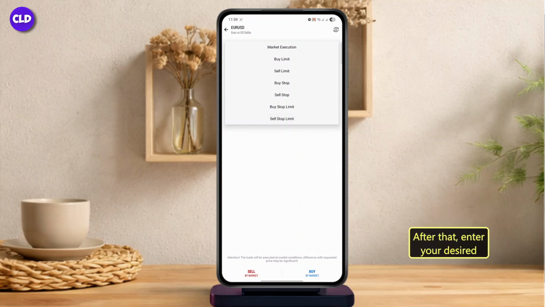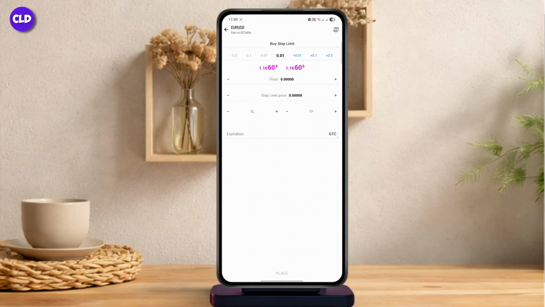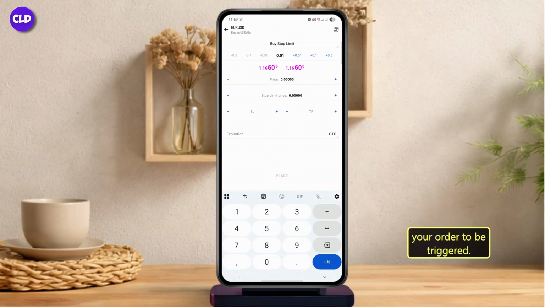After that, enter your desired price in the price field. This is the level at which you want your order to be triggered. From there, set your stop loss in the SL field. This is the price level at which your trade will automatically close to limit your losses.